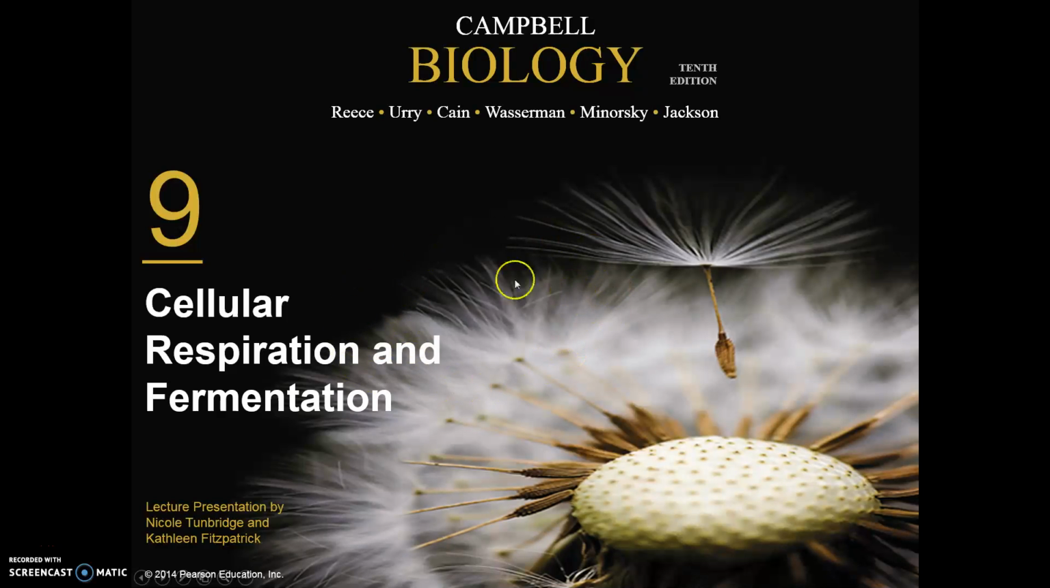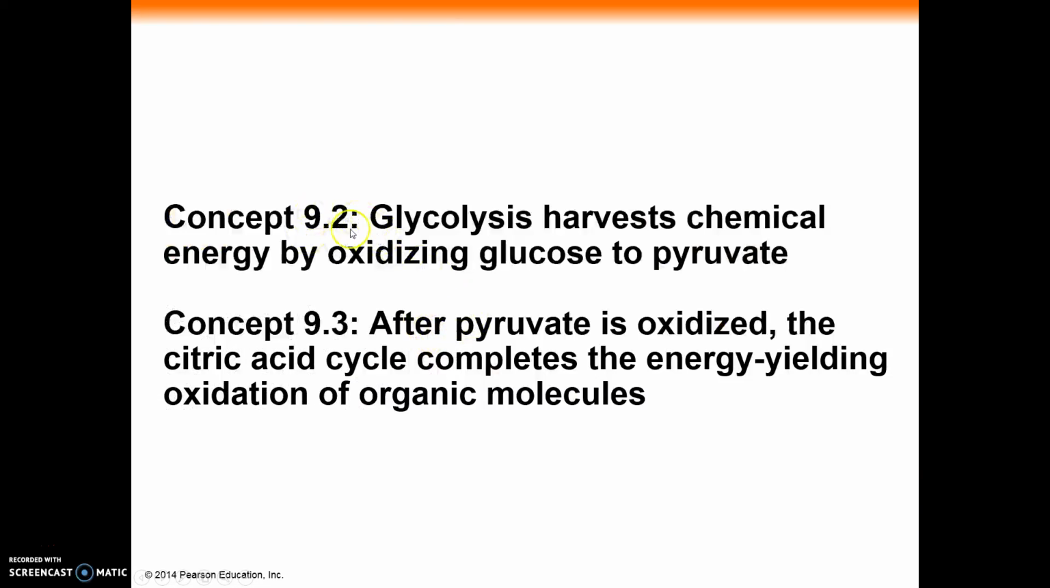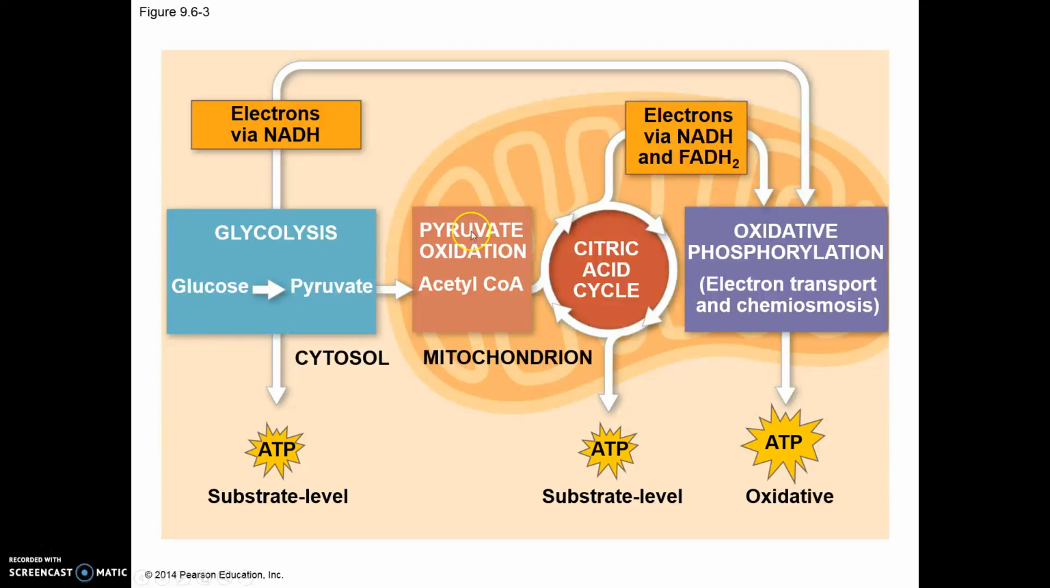All right, here we are going to start moving very, very fast. So we are going to cover both 9.2 and 9.3. So this is glycolysis harvests chemical energy by oxidizing glucose to pyruvate. And after pyruvate is oxidized, the citric acid cycle completes the energy yielding oxidation of organic molecules. So again, this is what you need to know.